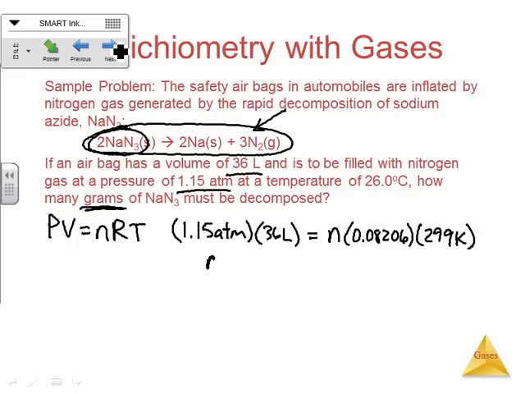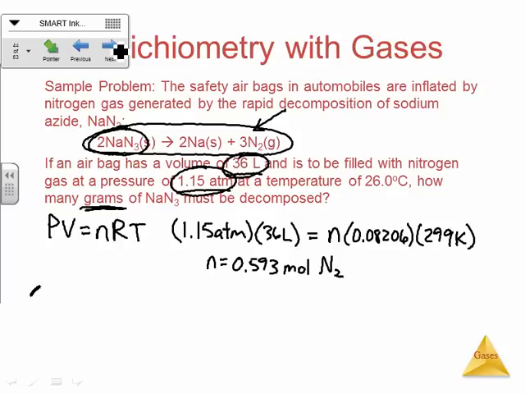So our n is going to be 0.593 or something along those lines. But I'm not going to round it quite yet because we're going to do some other calculations here. That's moles of N2. That's what we just found because this is the volume of N2, and this is the pressure of the N2. So that's what we're finding, moles of N2.